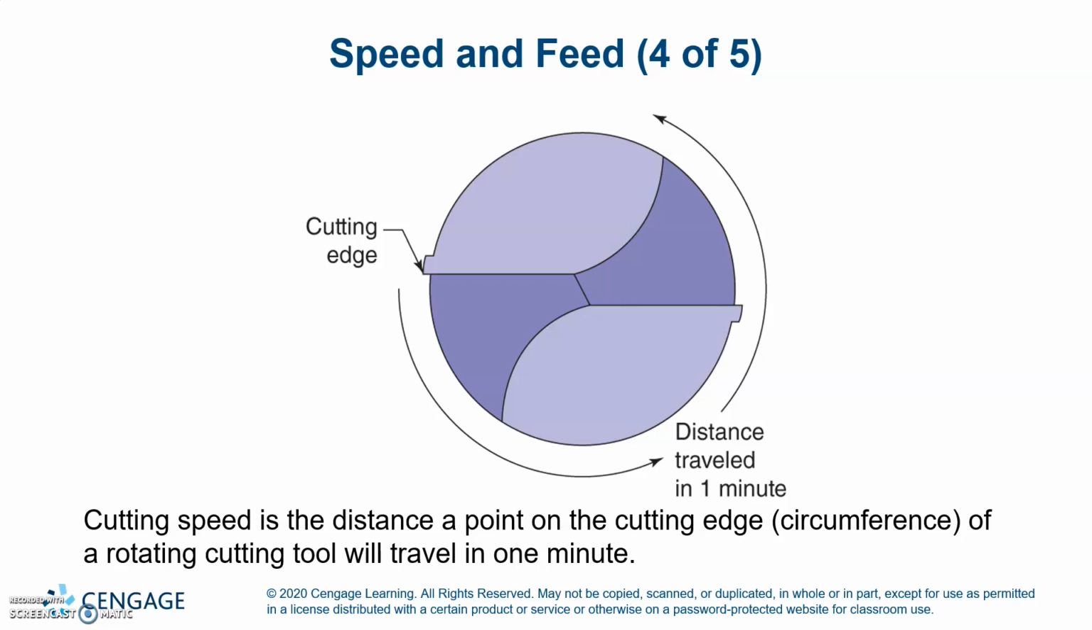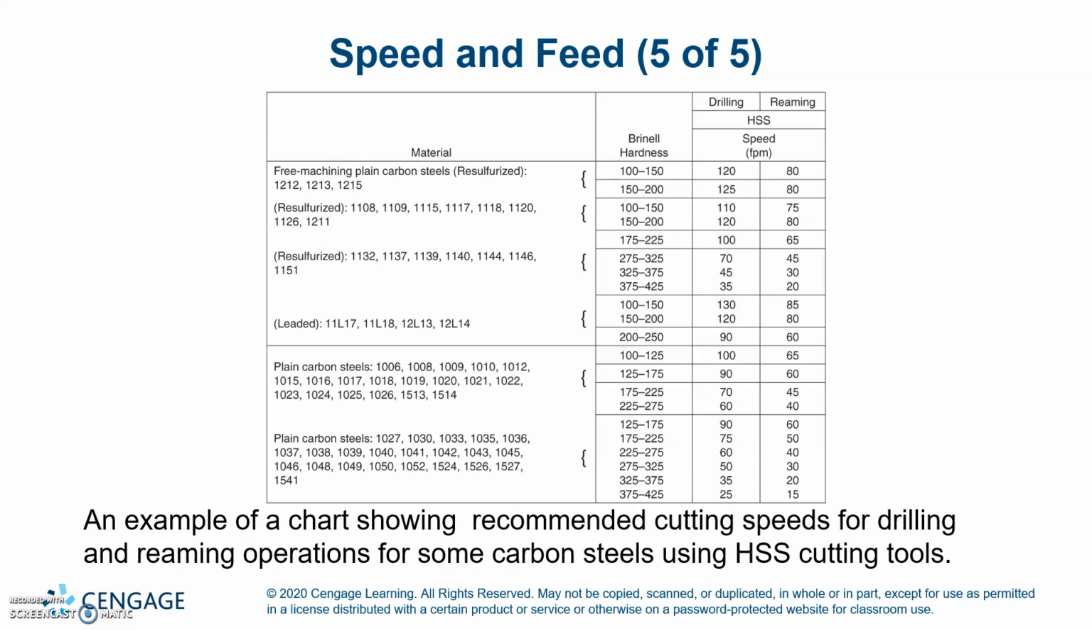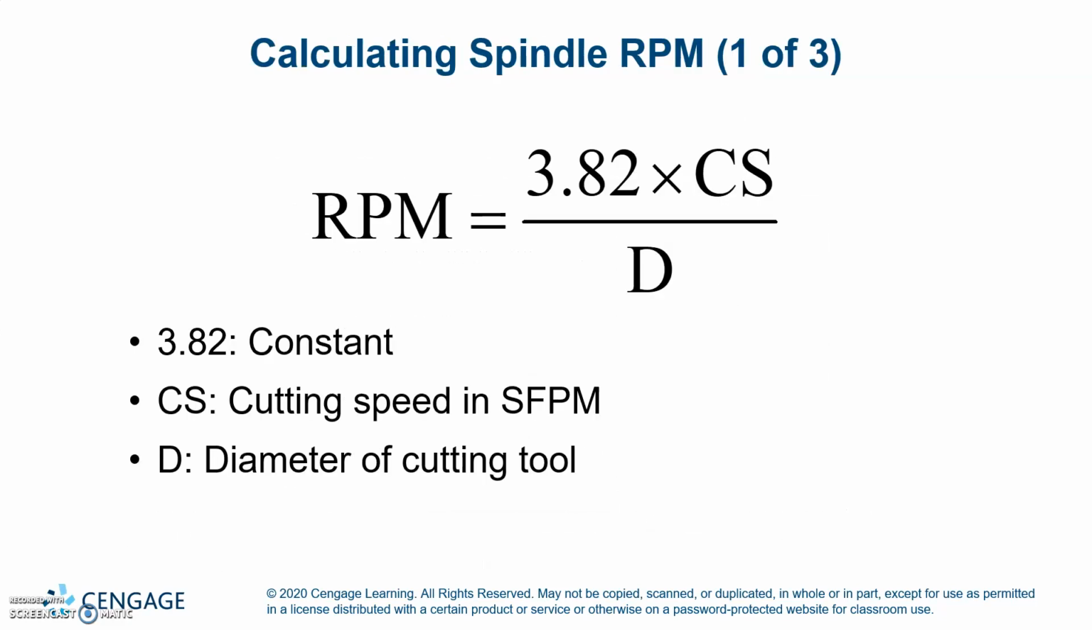Cutting speed is the distance a point on the cutting edge circumference of a rotating cutting tool will travel in 1 minute. An example of a chart showing recommended cutting speeds for drilling and reaming operations for some carbon steel using high-speed steel cutting tools. Calculating spindle RPM: RPM equals 3.82 times CS, which is the cutting speed in surface feet per minute, over D, which is the diameter of the cutting tool.